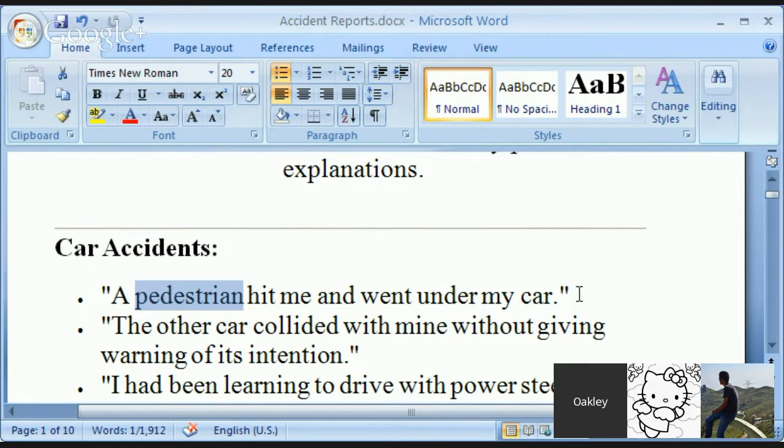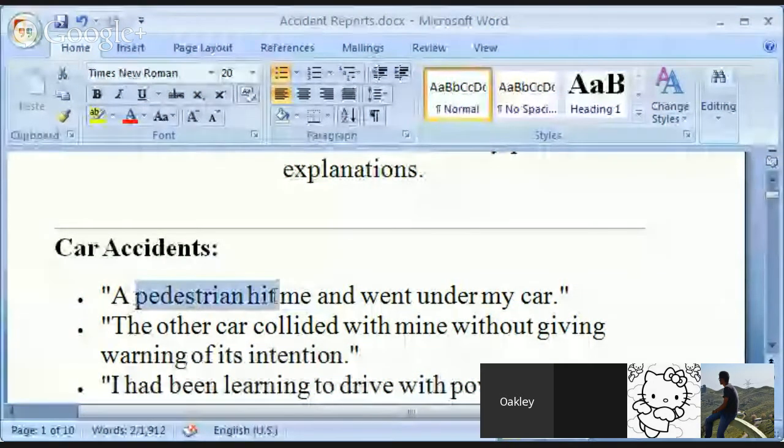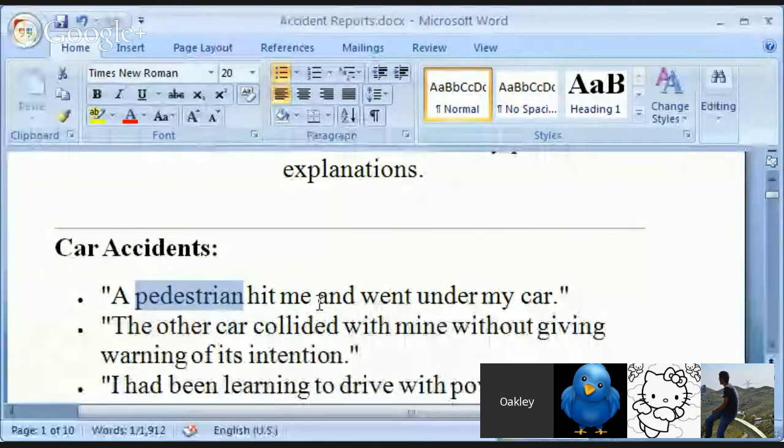This could be: I hit a pedestrian, and he went under my car. I think that would be a more accurate description of what most likely happened. What he has kind of done here is he has made the object the subject. I hit a pedestrian. He's reversed the subject and the object of the sentence to make it seem like he's not responsible, which any of us obviously can figure out.